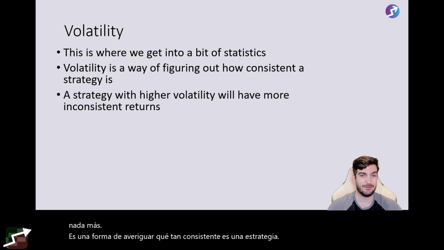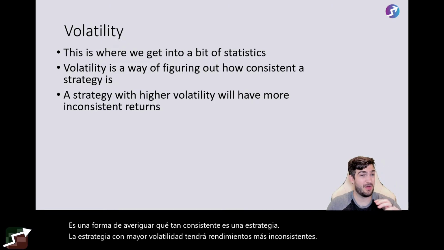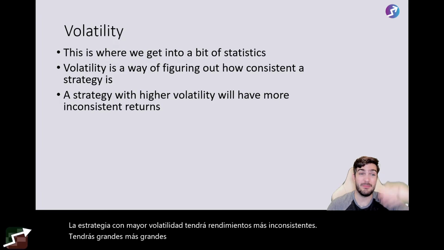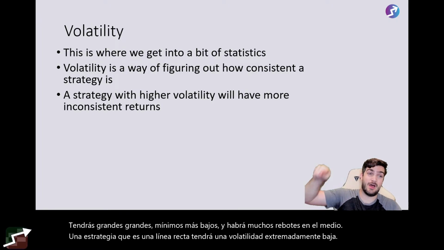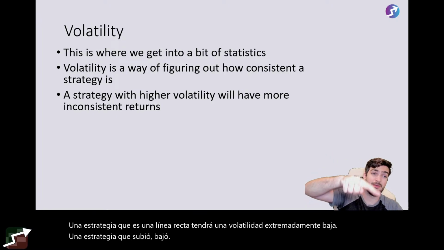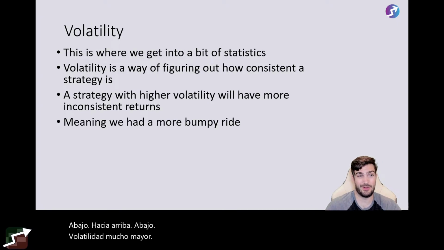A strategy with higher volatility will have more inconsistent returns. You'll have bigger highs, lower lows, and there's going to be a lot of bouncing in between. A strategy that is a straight line up will have extremely low volatility. A strategy that went up, down, up, down, up, down, much higher volatility. So, higher volatility means a more bumpy ride.